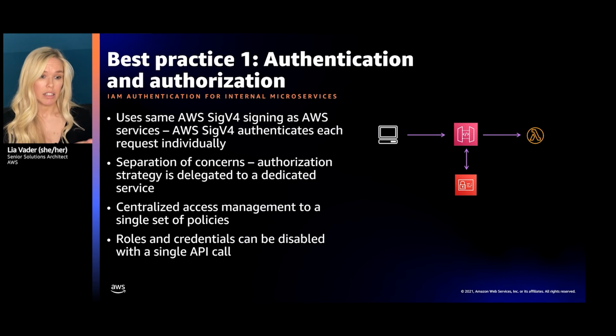On top of that, the authorization strategy is delegated to a dedicated service, and you have centralized access management to a single set of policies, and roles and credentials can be disabled with a single API call. So this is the most secure authorization option, but it does require that your clients understand how to sign requests. But you're doing it today with the AWS SDK, and you can also provide your clients with an SDK with request signing built in.